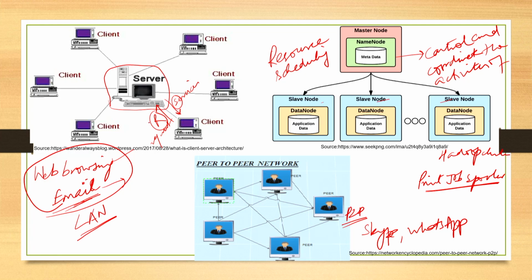So, this is the difference between the client server, master slave and peer to peer networks. So, this was all about the different types of operating systems.